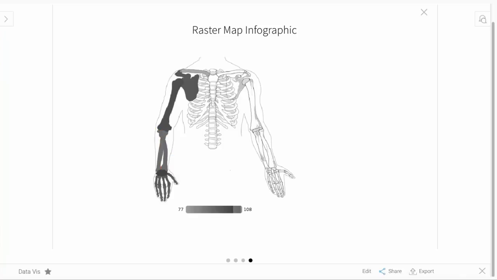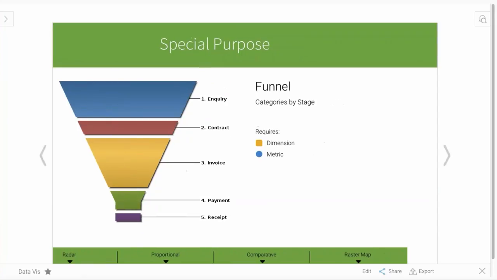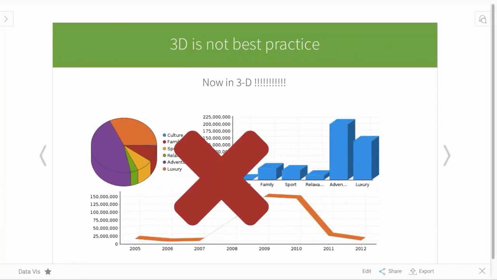So when it does come to using infographics, you do want to use the chart type that's going to best support the story that you're trying to tell. And if the infographic is not helping you tell that story better, then you probably don't need it. It's just style over substance.